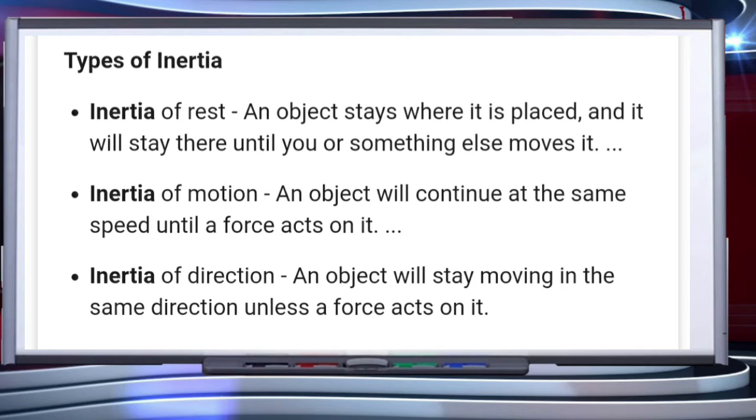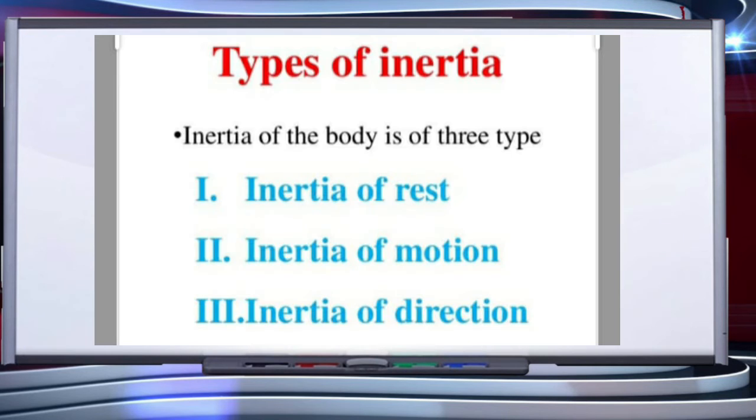Inertia is of three types: inertia of rest, inertia of motion, and inertia of direction. Inertia of rest: an object stays where it is placed and it will stay there until you or something else moves it. Inertia of motion: an object will continue at the same speed until a force acts on it. The third one is inertia of direction. An object will stay moving in the same direction unless a force acts on it. So inertia is of three types: inertia of rest, inertia of motion, and inertia of direction.